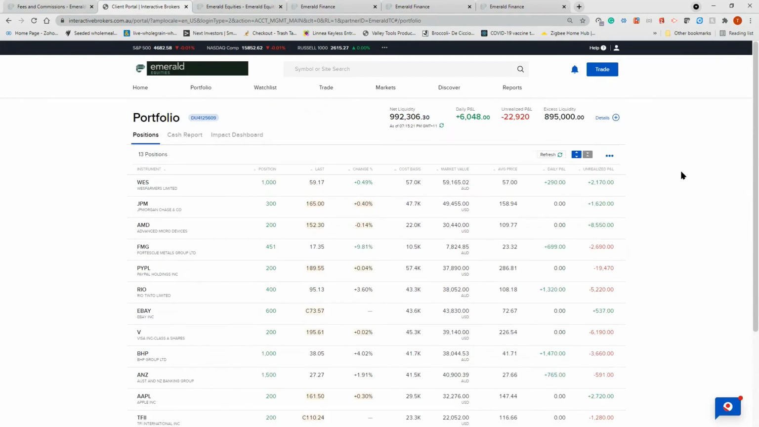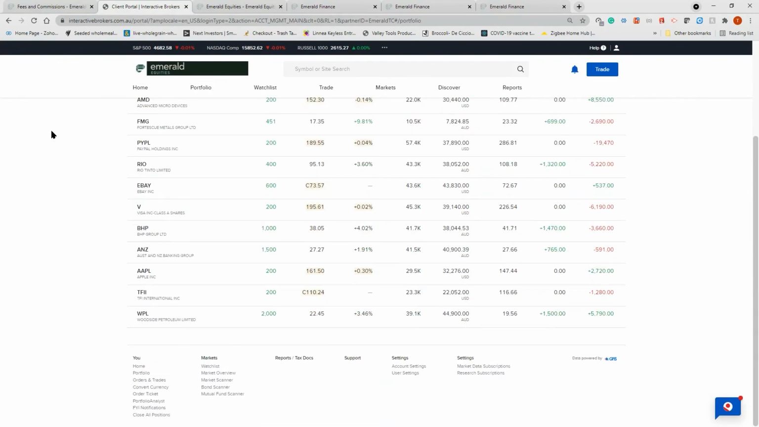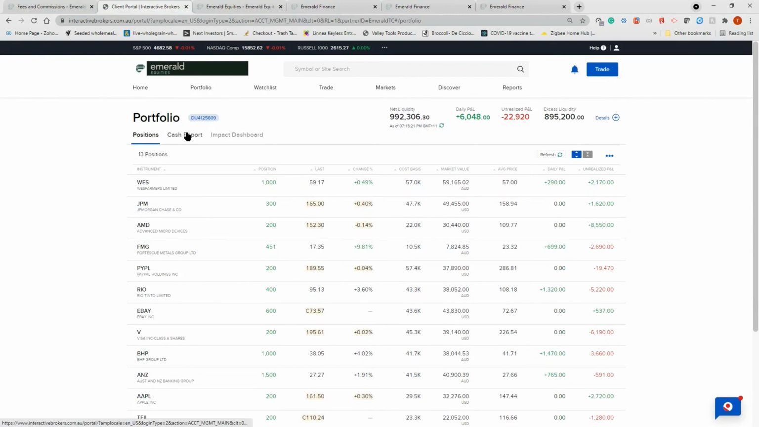So, you've got your holdings here. You can see the market value, the average price in, daily P&L, and unrealized P&L, okay? So fairly simple position page, okay? Portfolio page. Tells you your daily movements up the top here, and liquidity. You start looking at that when you start looking at other things, right? All right, so basically cash report.